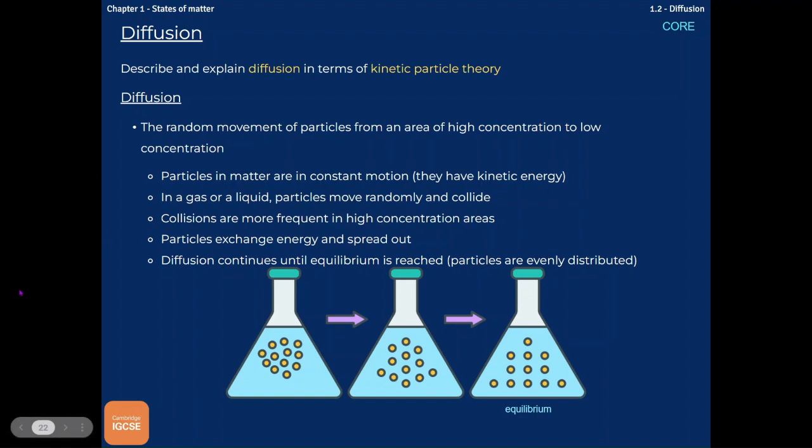And the particles in matter are in constant motion, right? They have kinetic energy. This happens in a gas or liquid because they're moving randomly and colliding. The collisions are more frequent in high concentration areas. The particles exchange energy and spread out, and then the diffusion continues until the equilibrium is reached, right? You can imagine you have a glass of water and you drop some food coloring into it, and you can see all the particles at first flowing into the water, and then eventually the water becomes fully that color because they become evenly distributed, right?